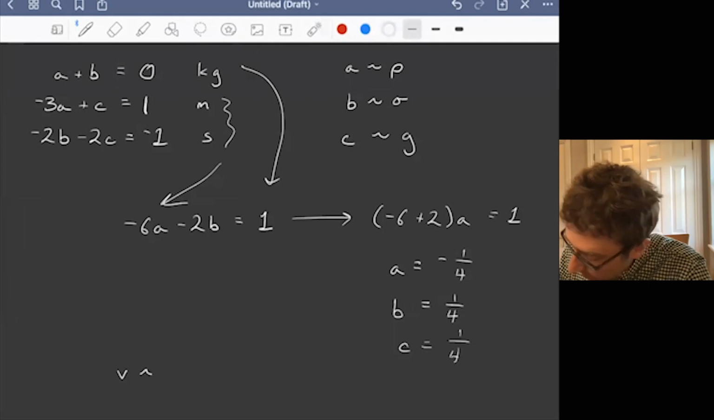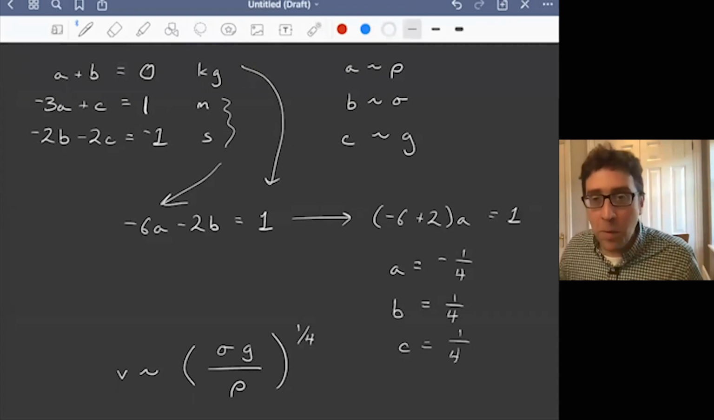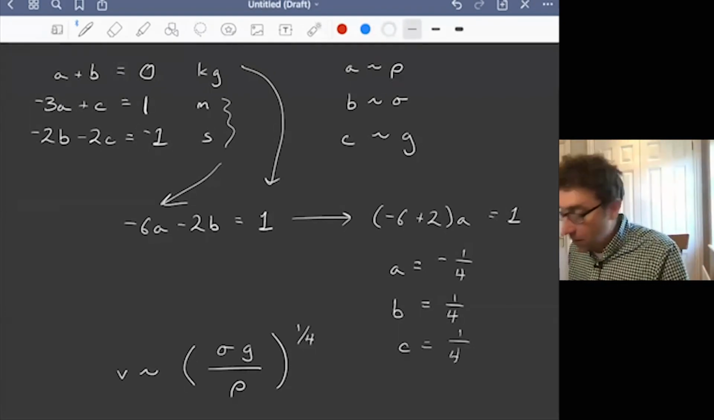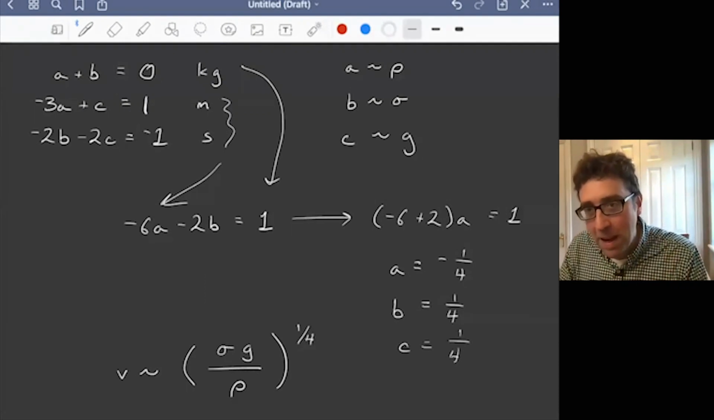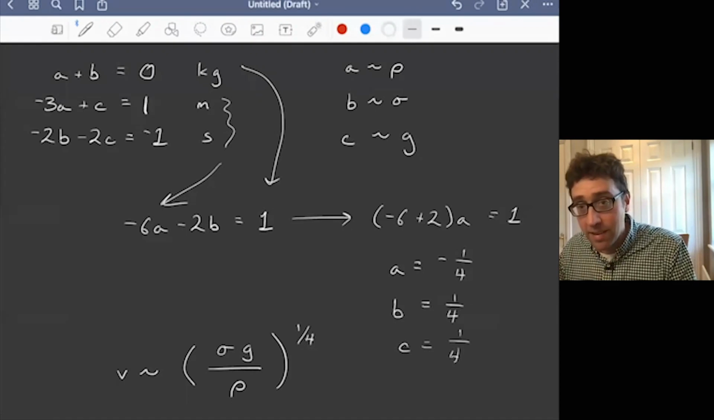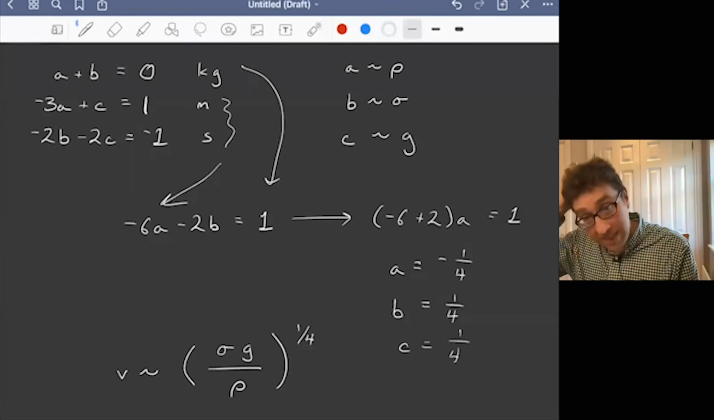And so my estimate for the speed then should be something like sigma to the quarter, g to the quarter over rho to the quarter. And that was supposed to be the right answer from the point of view of this generals exam at Princeton long ago. And it's sort of to demonstrate the power of dimensional analysis in solving problems that you might otherwise have absolutely no idea where to start. And indeed, this gives you a pretty good answer.